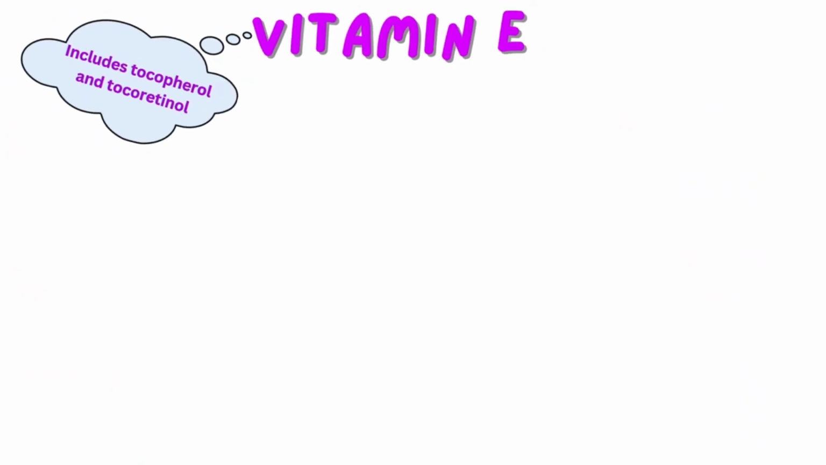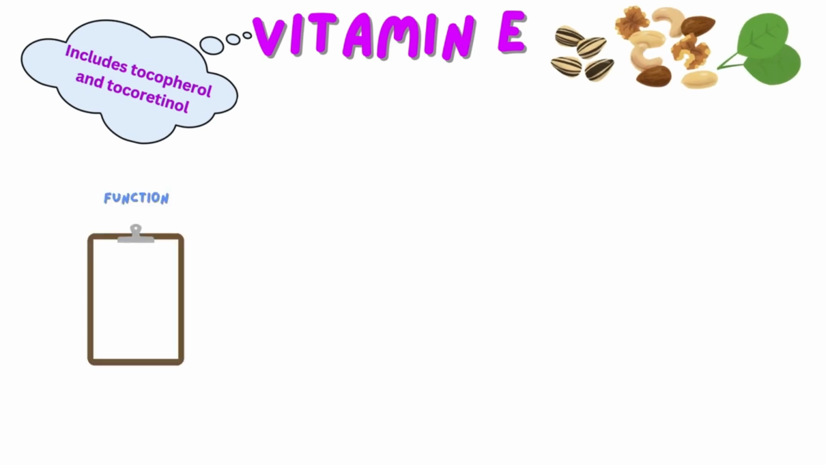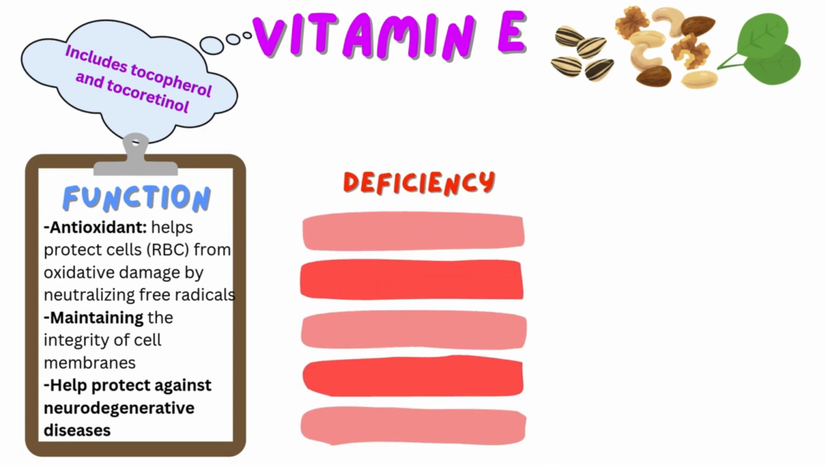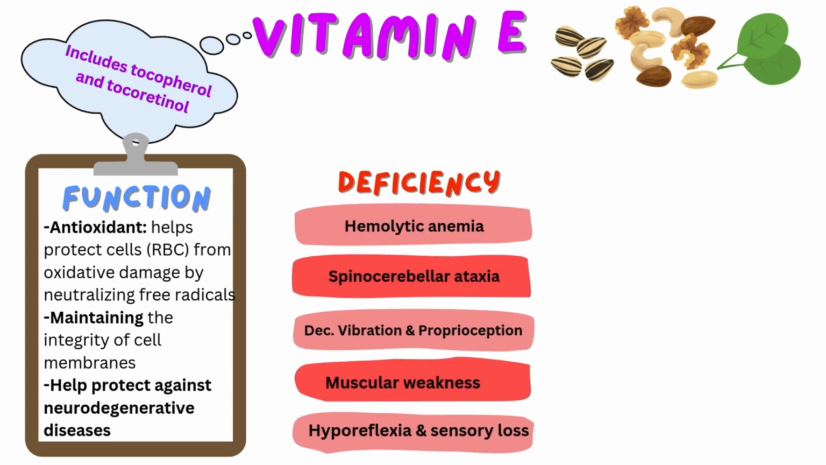Vitamin E includes tocopherol and tocotrienol. It is found in nuts, seeds, and grains. Its function includes acting as an antioxidant, maintaining the integrity of cell membranes, and helping protect against neurodegenerative diseases. Deficiency causes hemolytic anemia, ataxia, decreased vibration and proprioception, muscular weakness, and hyperreflexia.